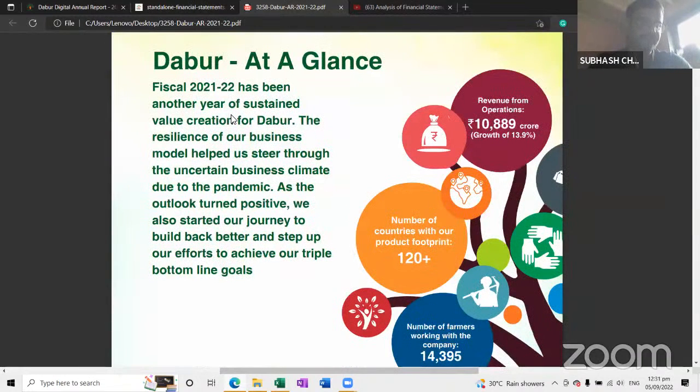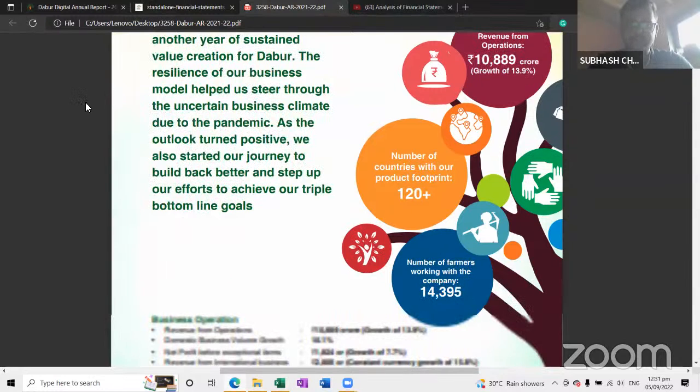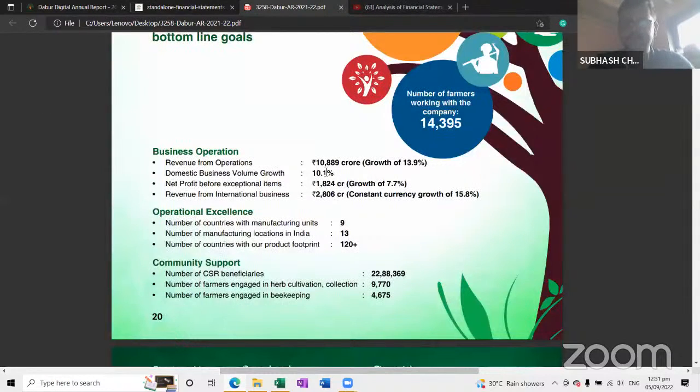See, for the financial year 21 and 22, very simple and precise data is given here. You can check it out. What is the revenue from operation? 10,889 crores. And the growth rate is close to 14%, 13.9. Domestic business volume growth is around 10%. Net profit before any exceptional item is 1824. Revenue from the international business, so these things we can check.